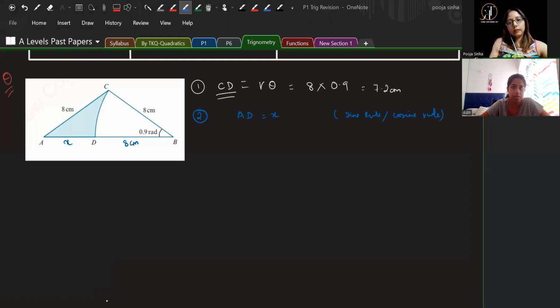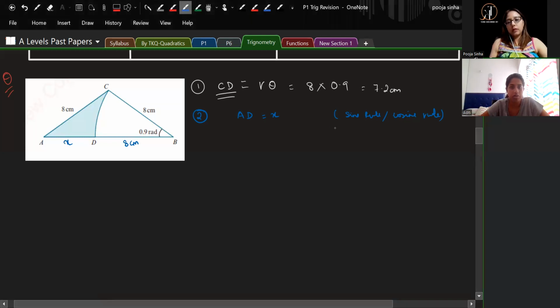Can we take the sine rule here? Will the sine rule work or will the cosine rule work? I think the sine rule, because we don't have an angle for C, but we can try to find it. First you tell me, what was the sine rule? And what was the cosine rule? Sine rule would be sine A upon A is equal to sine C upon C is equal to sine B upon B.